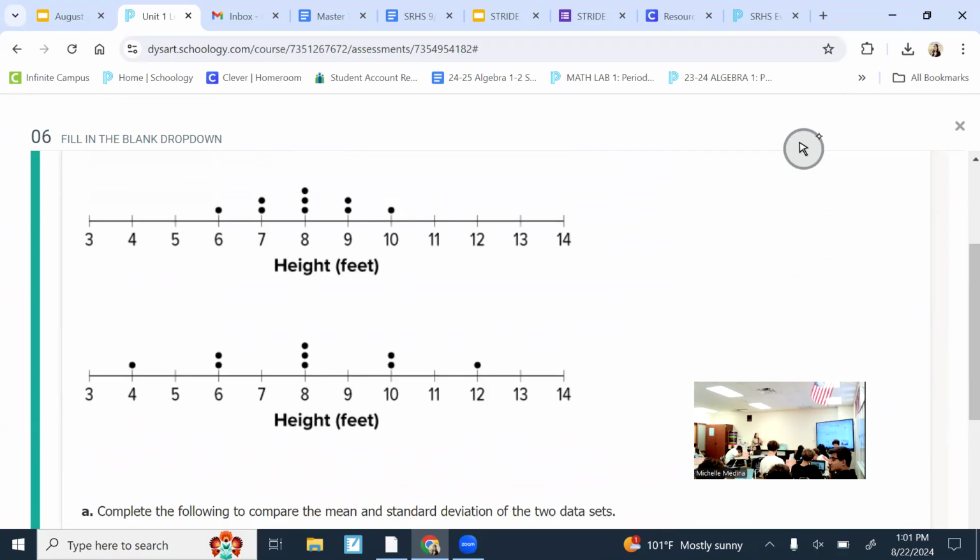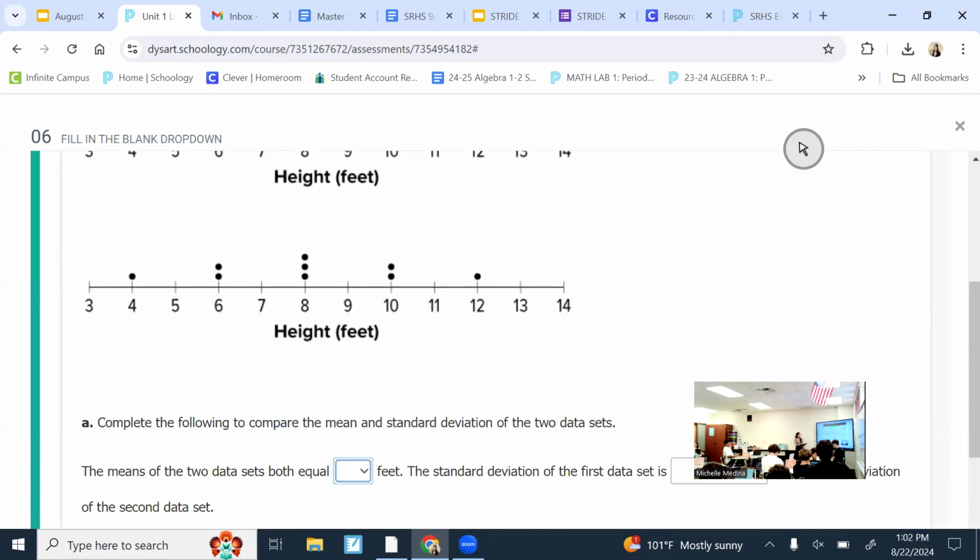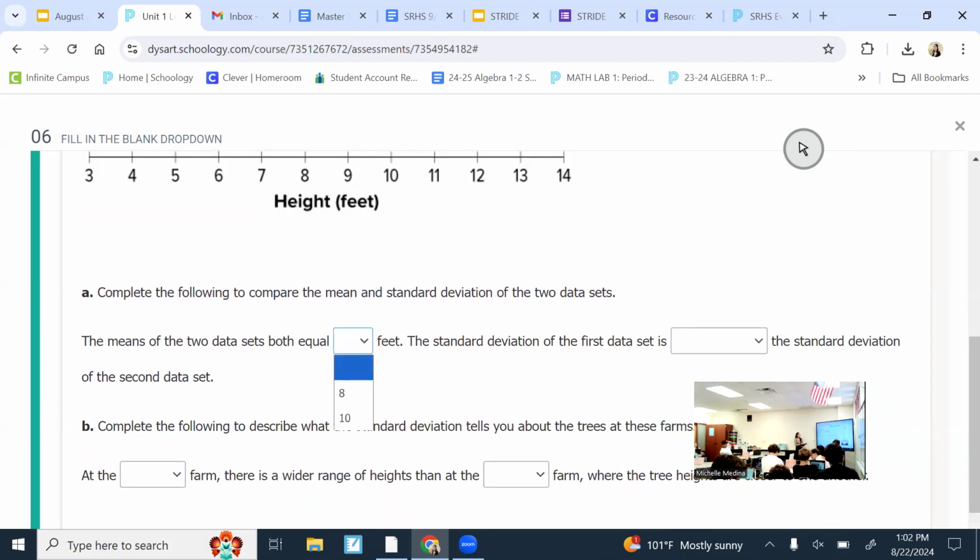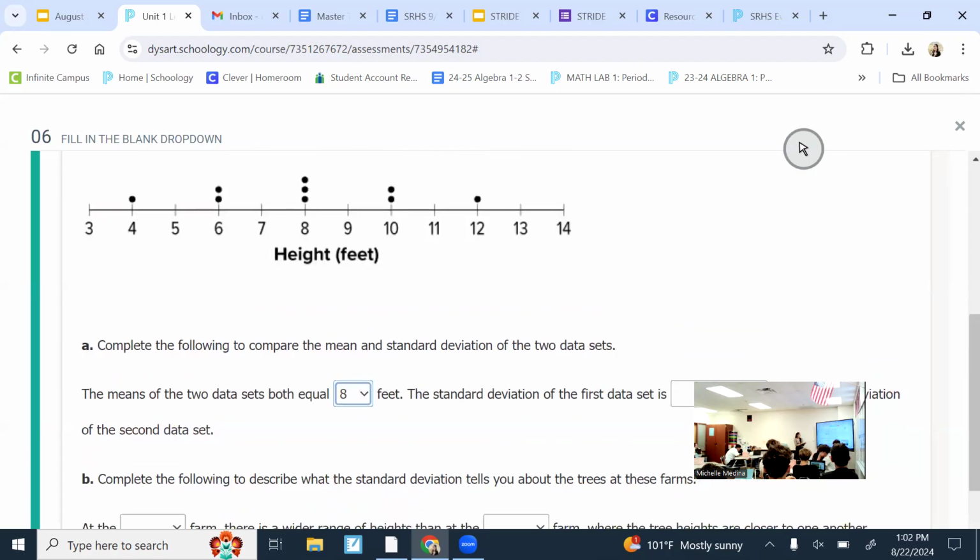8, because both of these data sets are symmetric. That means I can actually tell the mean is gonna match the median and my middle of both is 8. Or you can do the math and it'll tell you that too. But the mean of both is 8. The standard deviation of the first data set is blank the standard deviation of the second.